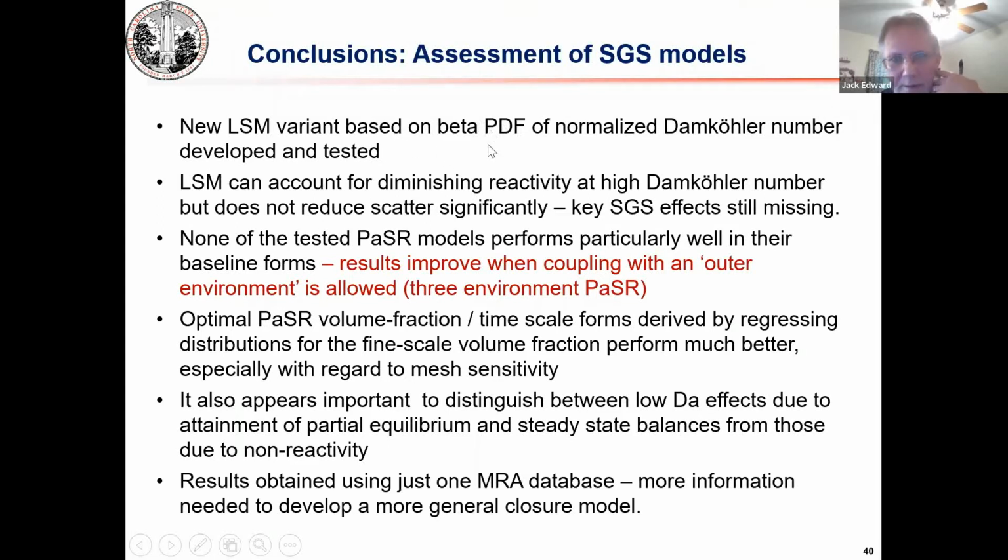You can get slightly better improvement by using this alternative distribution to average over, but they're still missing some of the key effects, especially at lower Damkohler number. Now, the PASR models aren't much better. They don't perform particularly well in their baseline forms. And this, again, is set up so that they're using fine grid data to constrain the PASR system. So they should do pretty well, but they really don't.